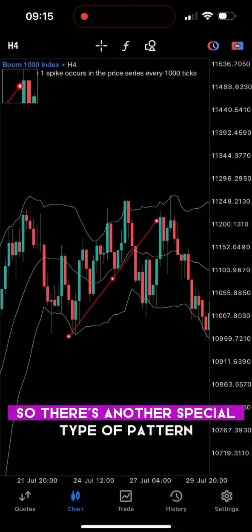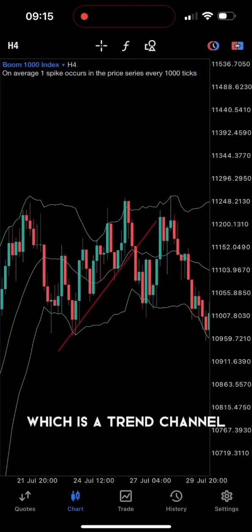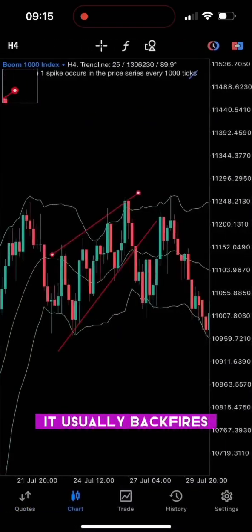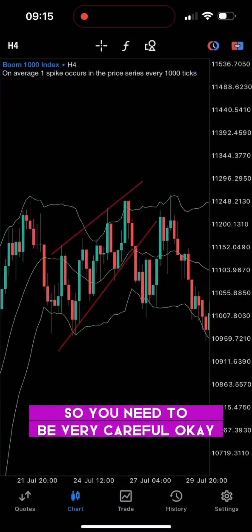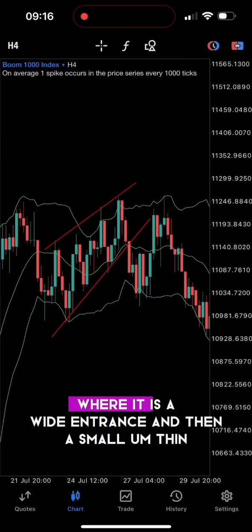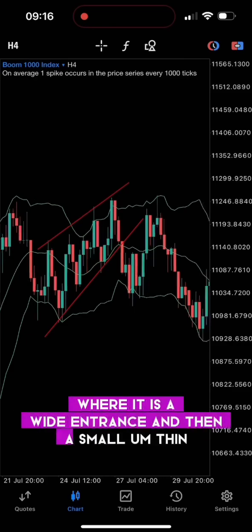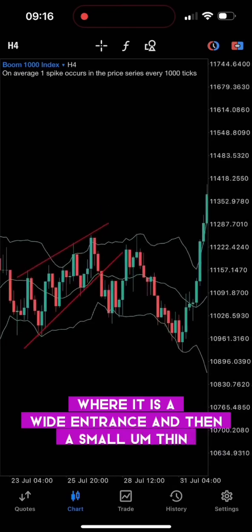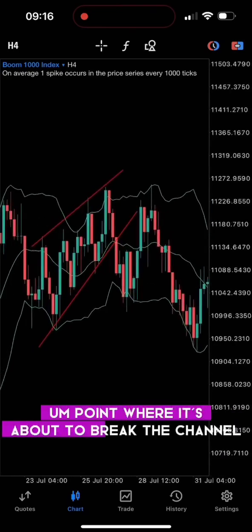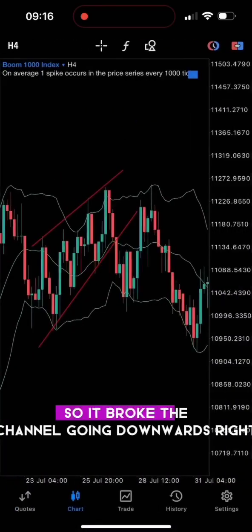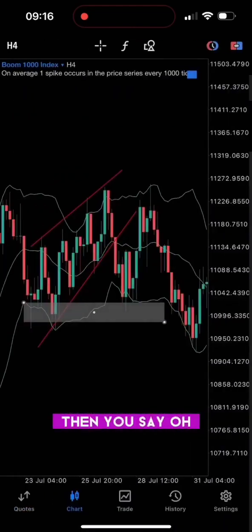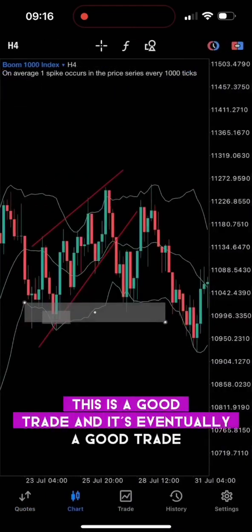So there's another special type of pattern, which is a trend channel. Let me show you. It usually backfires, so you need to be very careful, okay, when you enter a trade like that. This one, such as this one, where it is a wide entrance and then a small thin point where it's about to break the channel. So it broke the channel going downwards, right, and there was a pullback. Then you say, oh, this is a good trade, and it's eventually a good trade.